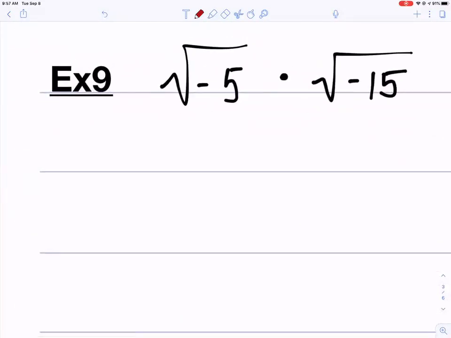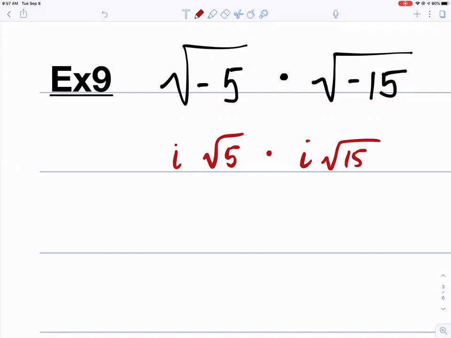All right, exercise number 9. What's rule number 1? Negative first. Okay, so then what's the square root of a negative for the first guy? i times what's the leftovers? Square root of 5. Okay, times what's the square root? Yep, i for the next piece, and then times square root of 15.